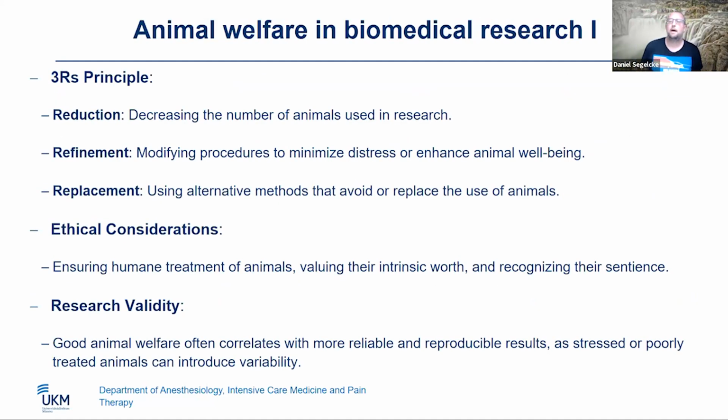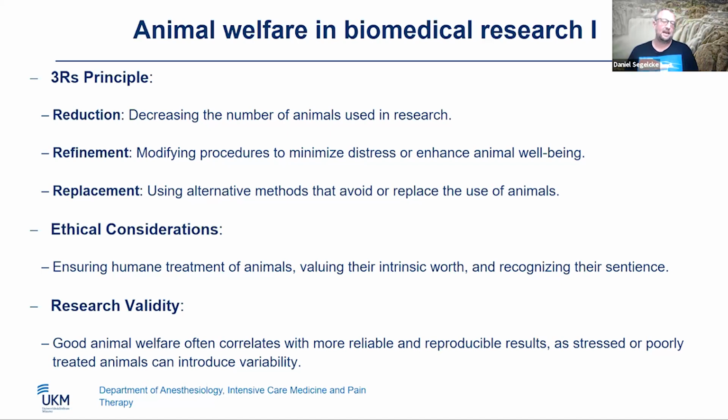In biomedical research, animal welfare is implemented, for example, with different concepts and principles. The 3R principle is the most important principle, with reduction, refinement, and replacement. And today we talk about refinement instruments, refinement methods. We also implement ethical considerations, ensuring humane treatment of animals and recognizing their sentience. We have research validity in animal welfare.